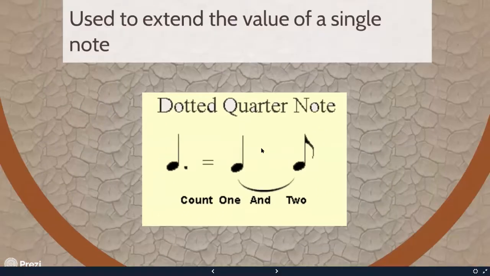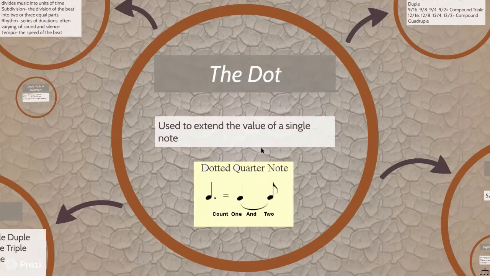Now, for example, let's say we have a whole note. A whole note is 4 beats. If we add a dot on that, half of a whole note is 2 beats, so that whole note turns into 6 beats. That's what the dot does.